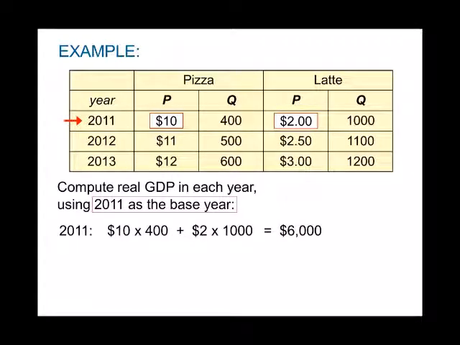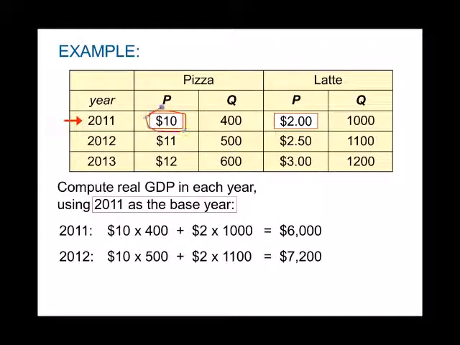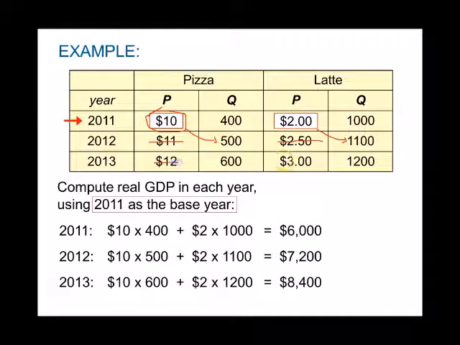So now in 2011, what is my GDP? It is 10 times 400 plus 2 times 1000, which is 6000. In 2012 now, what is GDP? We're holding 2011 prices, so we're multiplying $10 by 500, and we're using $2 and multiplying this by 1100. So we're not considering 2012 prices, we're considering 2011 prices. Same thing with 2013, we're not using 2013 prices, but we're using 2011 prices to calculate GDP.